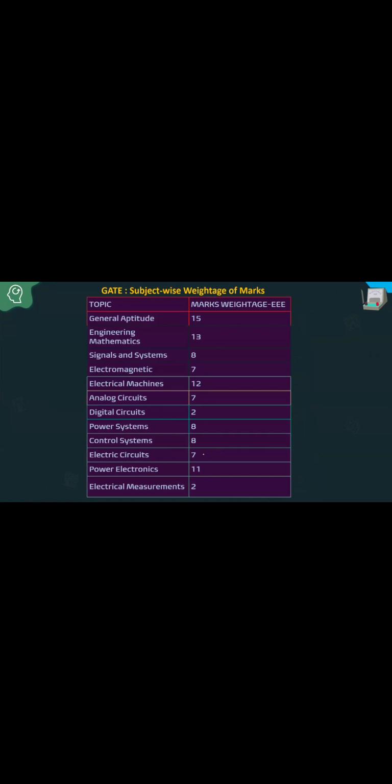For GATE EEE, we can expect 8 to 10 marks. This is the expected weightage from electrical circuits.